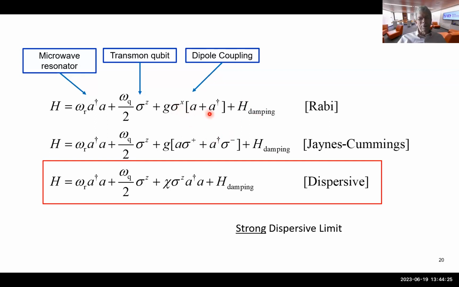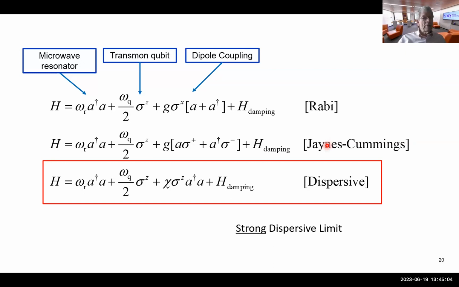Now, you can make what's called the rotating wave approximation. Sigma x is sigma plus plus sigma minus. It can flip down, G to E and E to G. But most likely, if you're going to excite the transmon, you should de-excite the cavity in order to not change the total energy very much. And so making that so-called rotating wave approximation turns the Rabi Hamiltonian into the Jaynes-Cummings Hamiltonian.